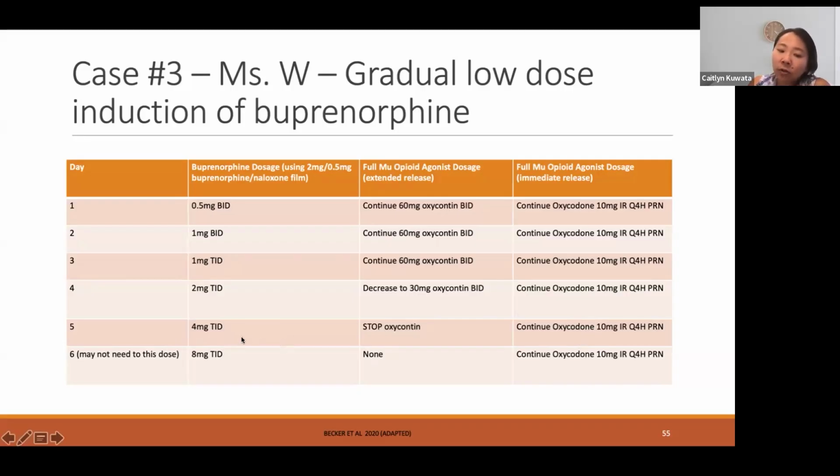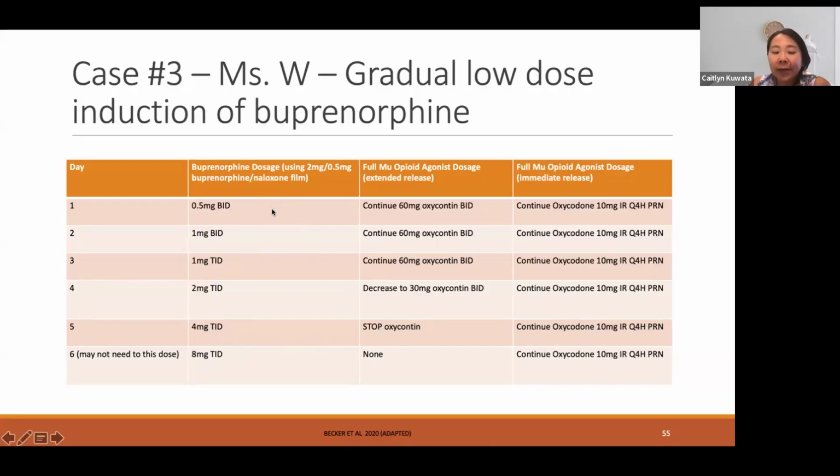If their pain's not well controlled, you could jump up to 8, or you could do somewhere in the middle. You'll just have to see how they're responding. But the point is you go low with your buprenorphine and you eventually switch over to the higher doses.